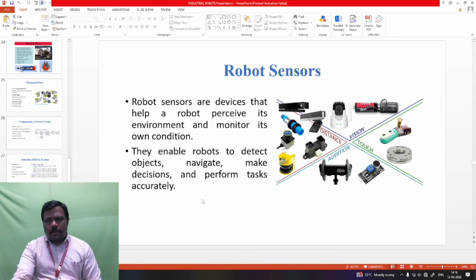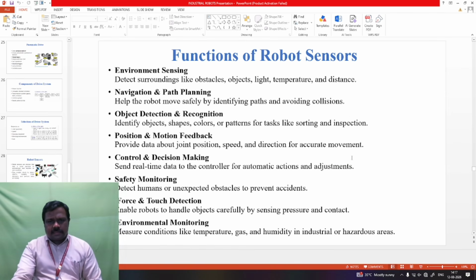Next part is robot sensors. Robot sensors are devices that help a robot perceive its environment and monitor its own condition. They enable robots to detect objects, navigate, make decisions and perform tasks accurately. The robot sensor has different functions. First one is environment sensing. Environment sensing means detecting surroundings like obstacles, objects, light, temperature and distance.